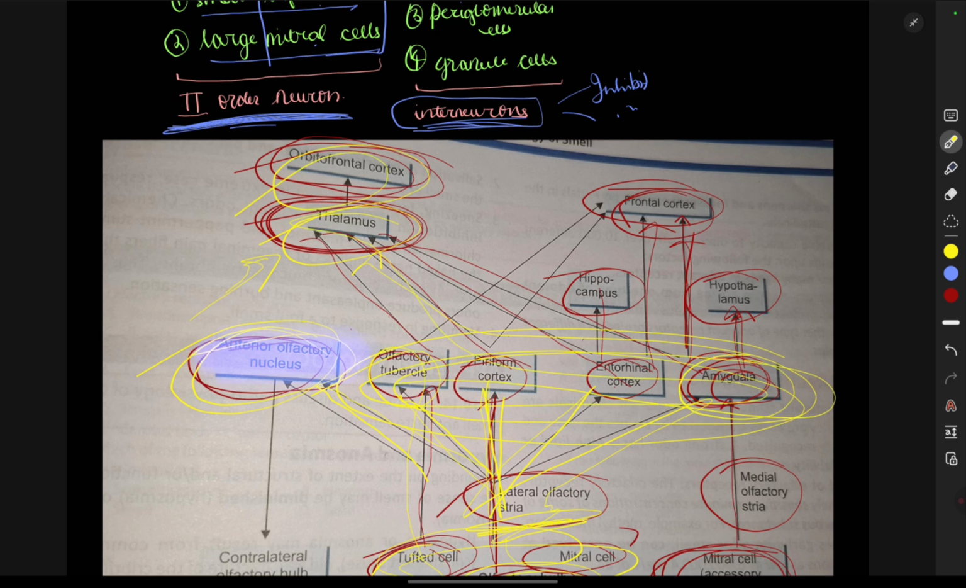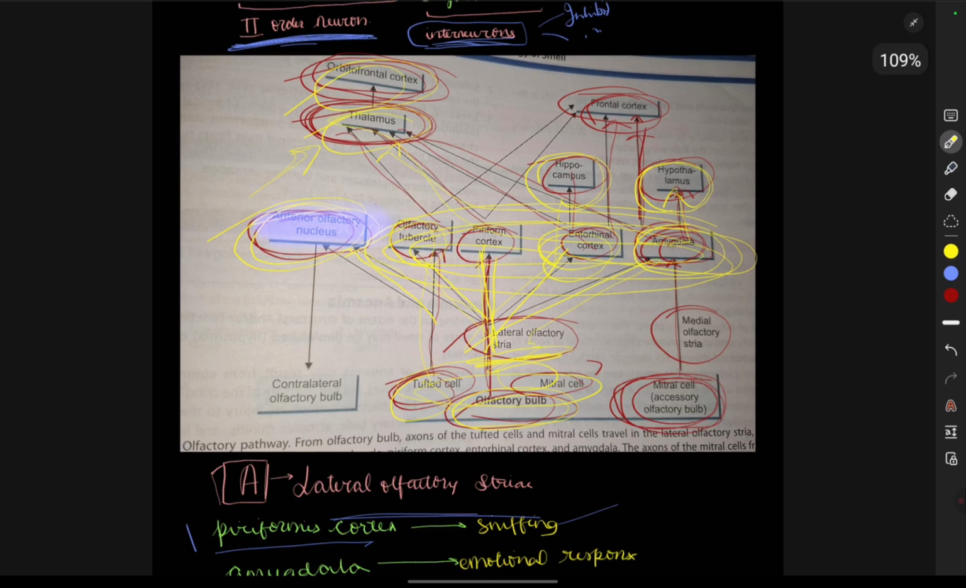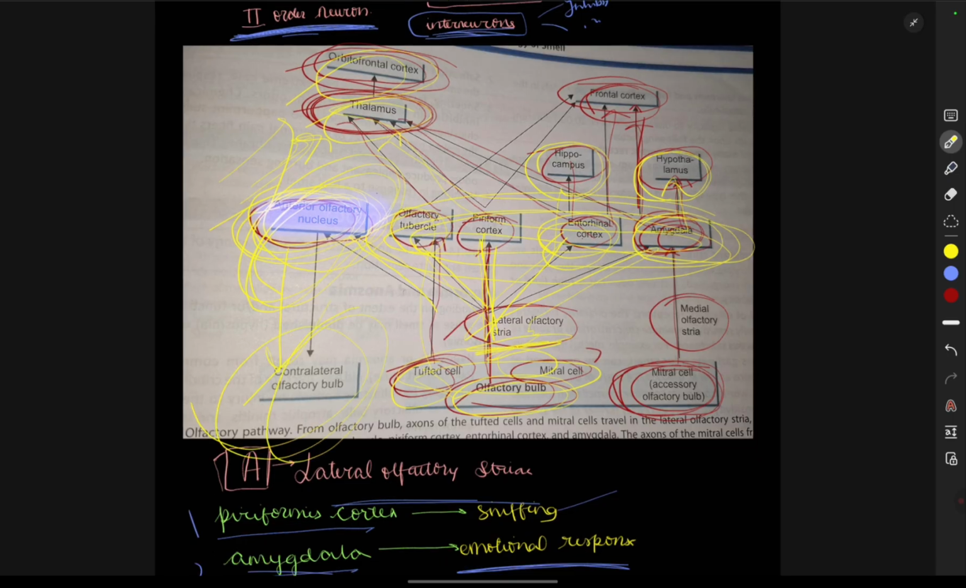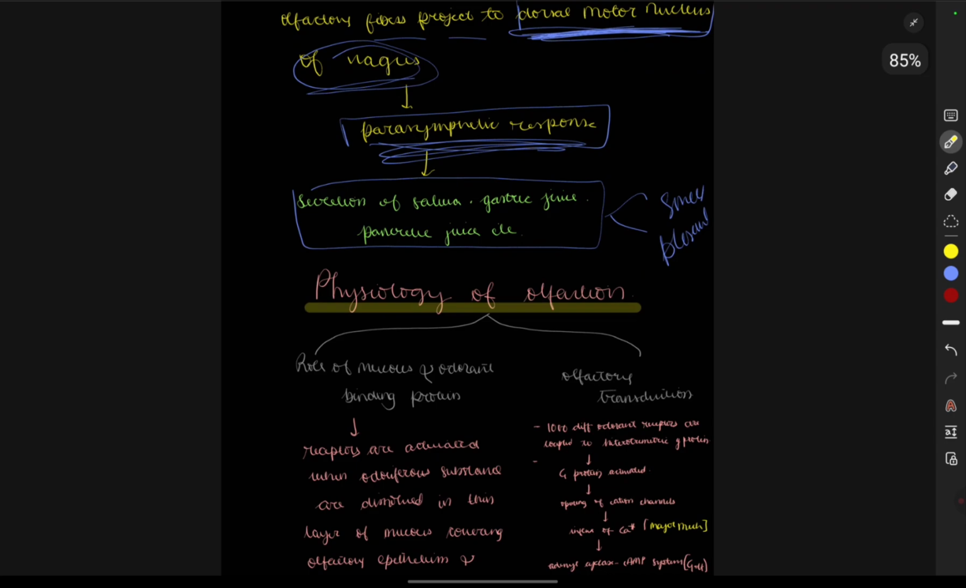And from the amygdala, it goes to the hypothalamus and it can directly go to the frontal cortex. And from the entorhinal cortex, it can go to the hippocampus. And the only nucleus that doesn't send to the thalamus is the anterior olfactory nucleus. Very important to remember. In turn, it goes to the contralateral olfactory bulb. So this is the pathway. So done with the pathway.